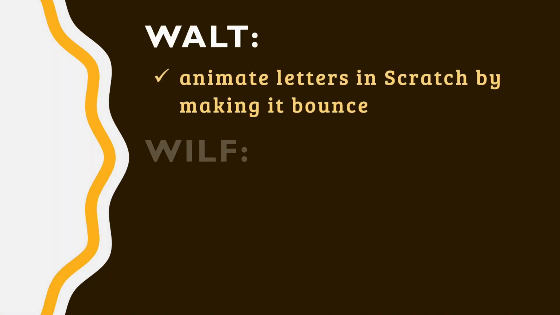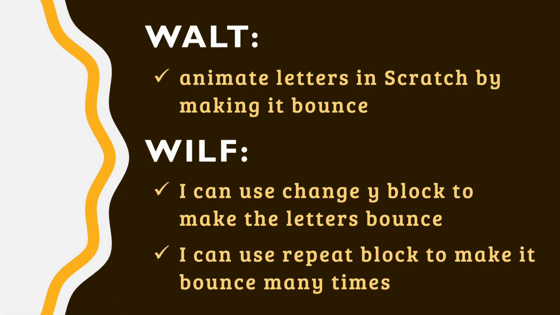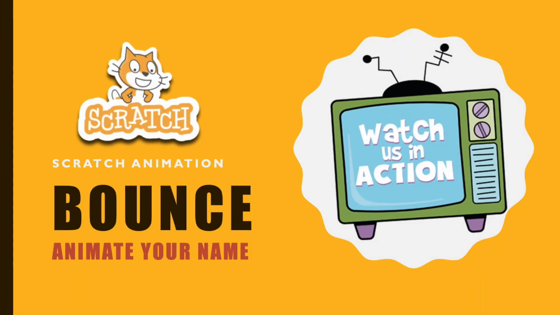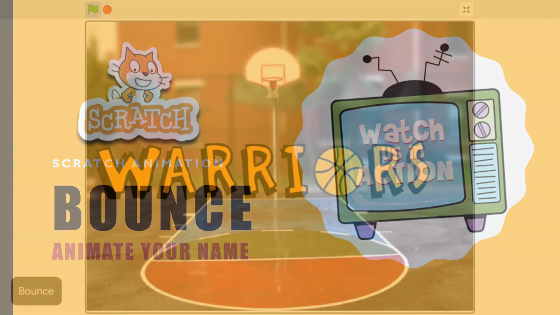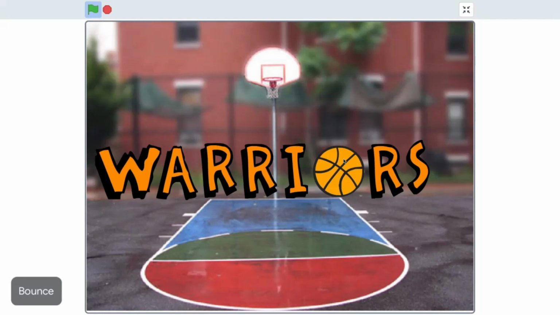For today's session, we are learning to animate letters in Scratch by making them bounce. What I'm looking for: I can use the change Y block to make the letters bounce. I can use the repeat block to make it bounce many times. Watch this video clip to learn how to make your sprite or letter bounce. A letter might bounce to represent a sport, the way an animal moves, or a person's upbeat personality.